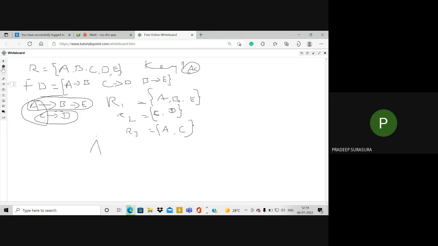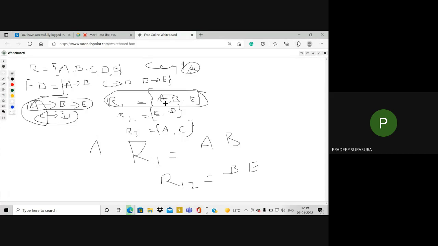Okay, so write down R1 1 is equal to A comma. So I'm trying to normalize R1 now. So R1 A comma B in one table, R1 2 in another table like B and E. So I'm trying to normalize this as well as this. My R2 and R3 will remain the same.